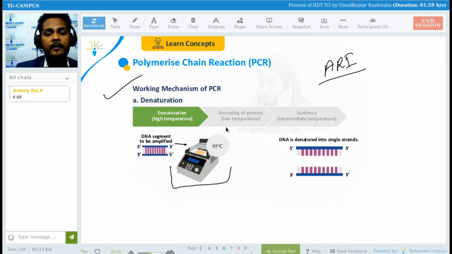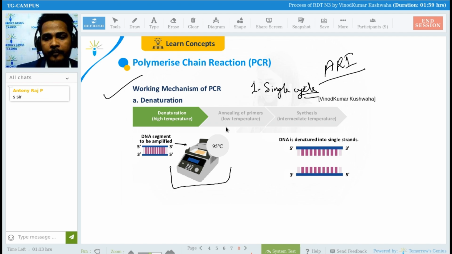Now, in PCR, a single cycle follows three basic steps: denaturation, annealing of primers, and then synthesis, which is called extension. These are the three important steps.